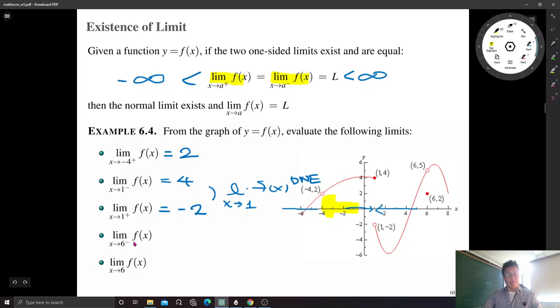Now we examine the function's limit at number 6. So x increases to number 6 from the left, so that is a left-hand limit. We have a negative sign here. So as x approaches number 6 from the left, the function is approaching this circle, (6, 5). So we can see the left-hand limit is equal to 5.